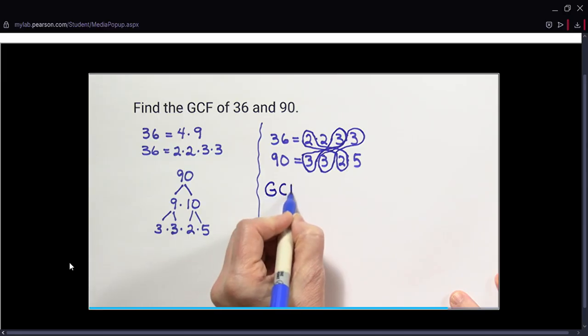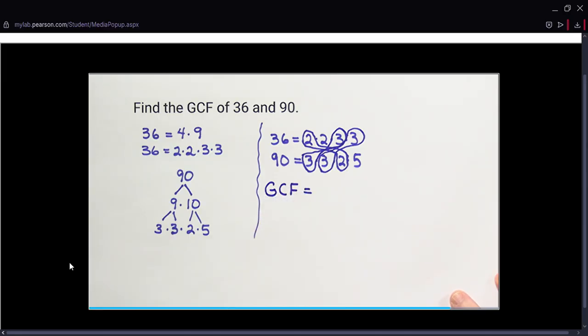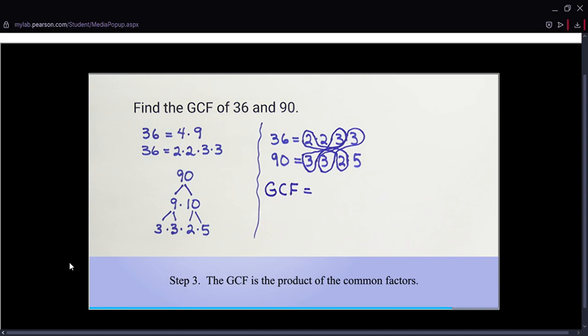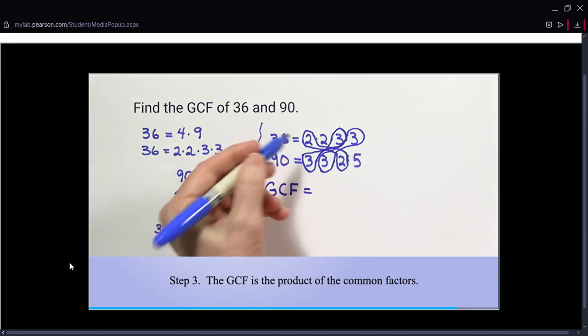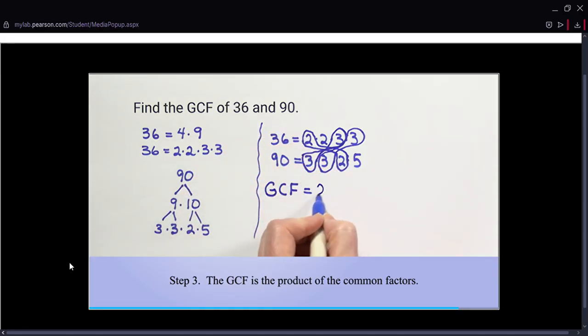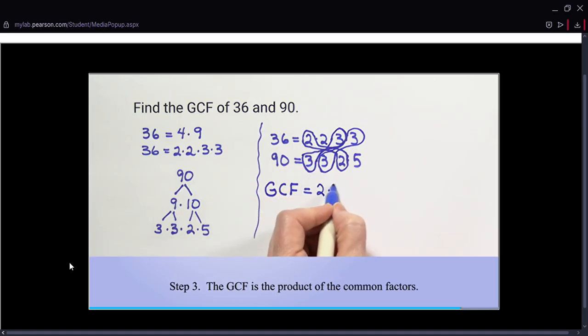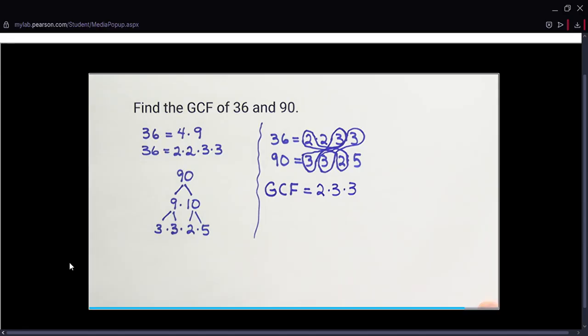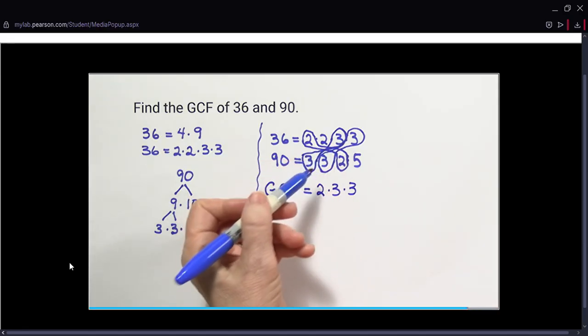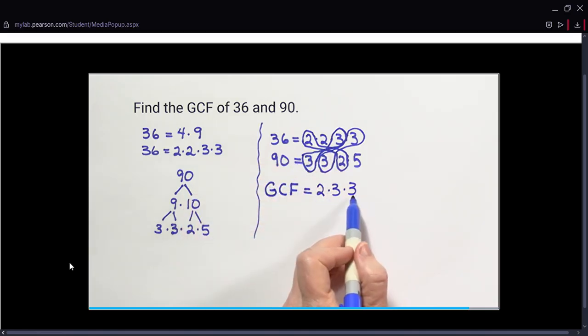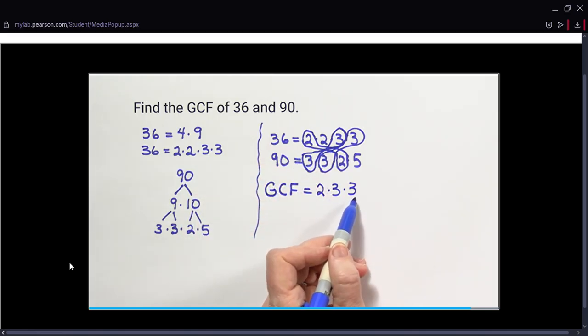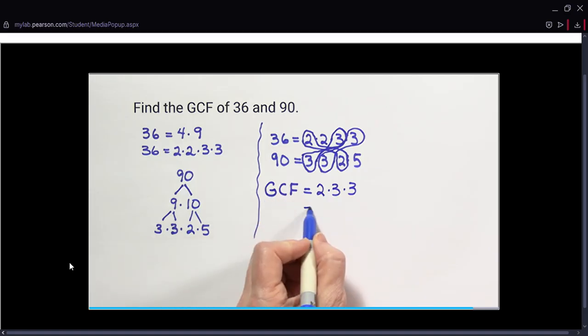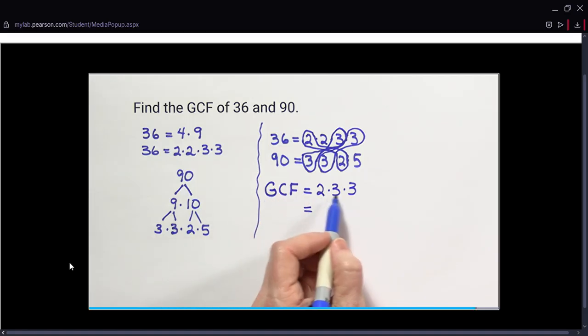So the greatest common factor is step 3, the product of all common prime factors. So I had a common prime factor of 2, I had a common prime factor of 3, and another common prime factor of 3. So even though they're common, and we circled, for example, 2 3s, I just count the common factor once. So my greatest common factor is 2 times 3 is 6 times 3 is 18.